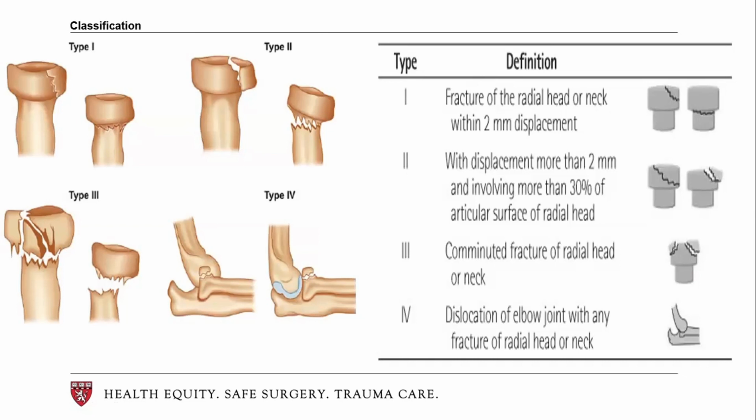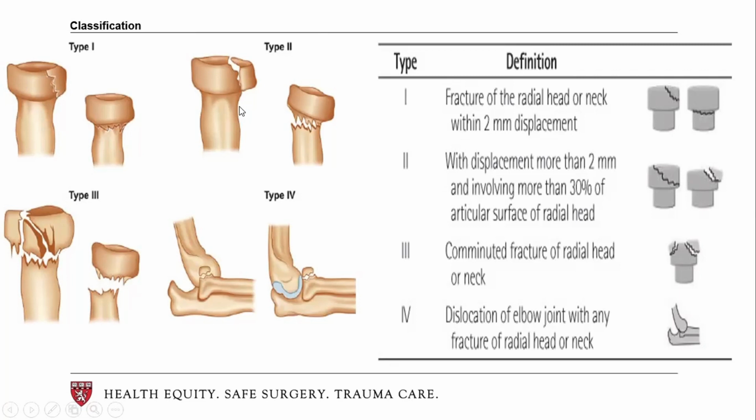He only described type 1, 2, and 3. Type 4 was later added by Johnston in 1962. And later on, Hotchkiss modified this classification to better define the need for surgical management. So a type 1 Mason fracture is a fracture through the radial head or neck that's minimally displaced, and the cutoff is 2 millimeters.